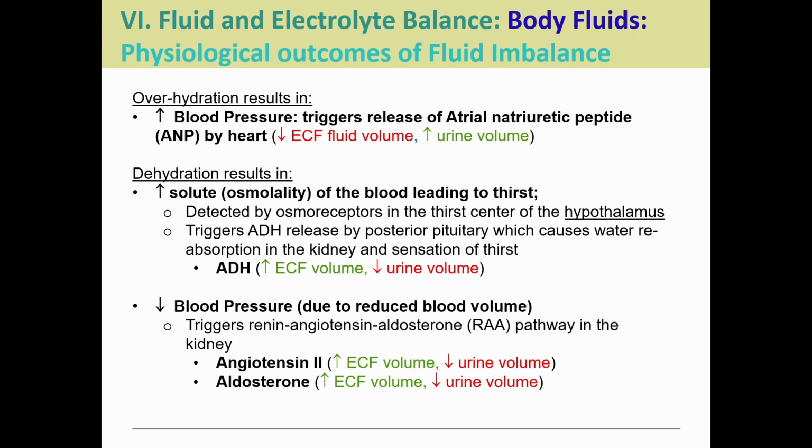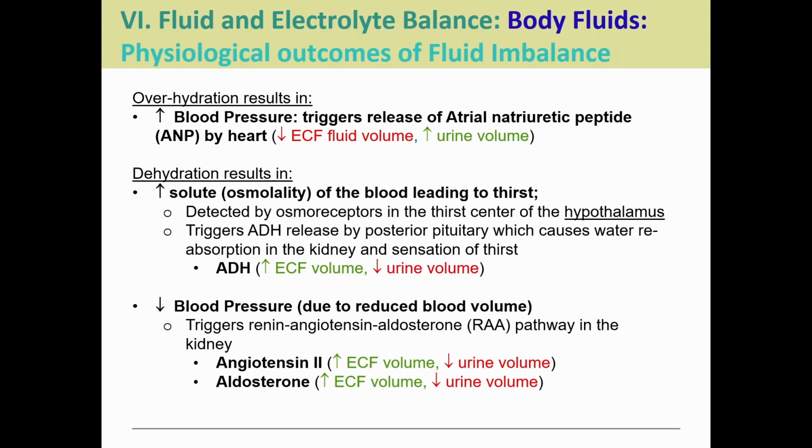So overhydration can result in increased blood pressure. And in response to that, we will use atrial natriuretic peptide or atrial natriuretic hormone. This is released by the heart, and this is to help us get rid of excess water by getting rid of excess salt. And then in dehydration, we have too many solutes in the blood. This is going to make us feel thirsty. So we have osmoreceptors that detect that the solute concentration has gone up, and so your hypothalamus will make you feel thirsty.